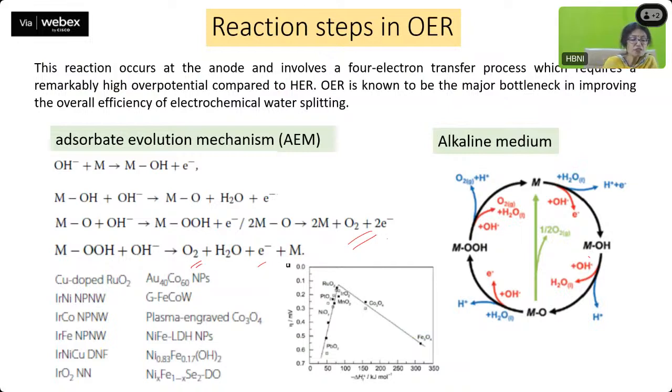So these are the different kinds of catalysts you can use for OER in alkaline medium, as shown in the volcano plot. In this case, it is ruthenium oxide, iridium oxide, platinum oxide and manganese oxide, which definitely have the highest exchange current and lowest overpotential, followed by this delta H value.